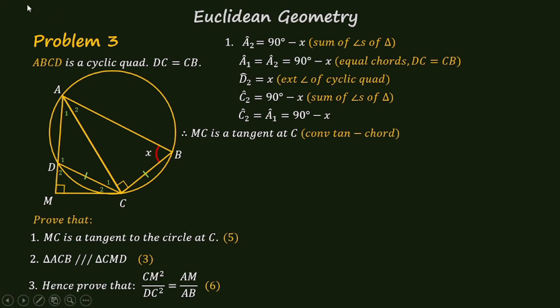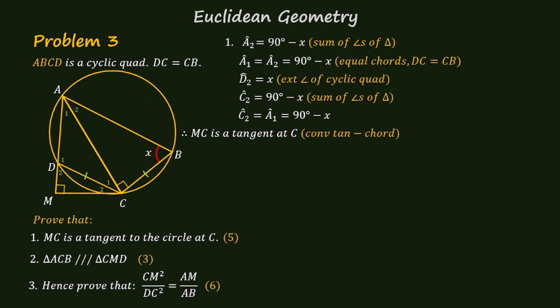The second question wants us to prove that triangle ACB and triangle CMD are similar. Remember, there are two ways to show that two triangles are similar to each other. We can show that the corresponding sides are in the same proportion, or we can show that the corresponding angles are equal in size. We do not have the sides here, so we would have to use the corresponding angles.